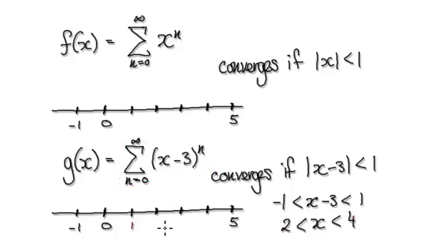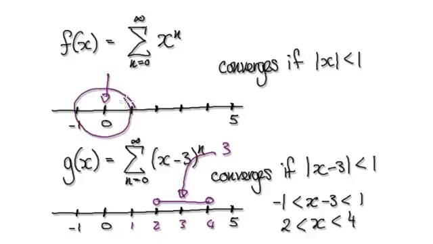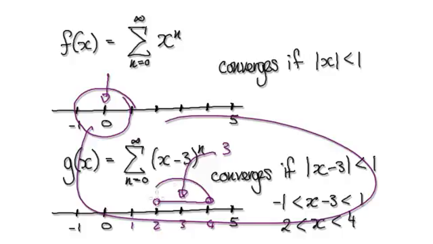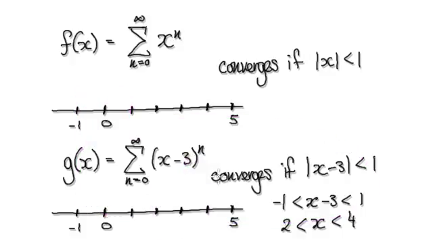So when 1, 2, 3, 4. Your radius of convergence here is still 1. But the center here is 3. The center up here is 0, but the radius of convergence is still 1. The radius of convergence for this scenario is still 1, but it's centered at 3. So just bear that in mind. Okay, I will give you an example in the next video.